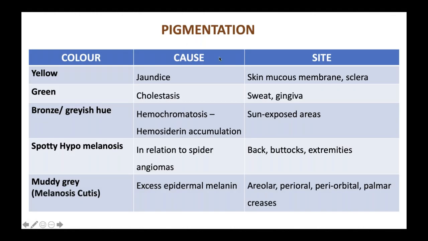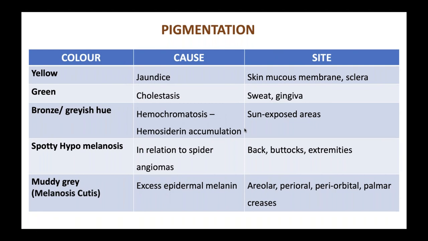So there can be a lot of different kinds of pigmentation. A yellowish pigmentation due to jaundice, which can be generalized and initially may be seen over the mucous membranes and the sclera. Greenish because of cholestasis, and this can lead to discoloration of the sweat and gingiva. A bronze or grayish hue over the sun-exposed areas because of hemosiderin accumulation.